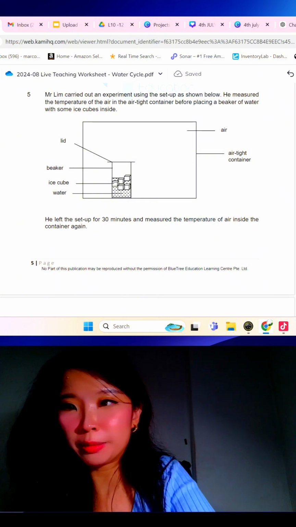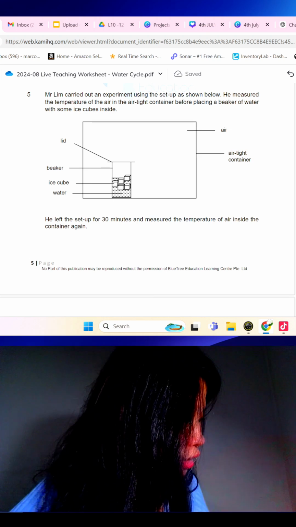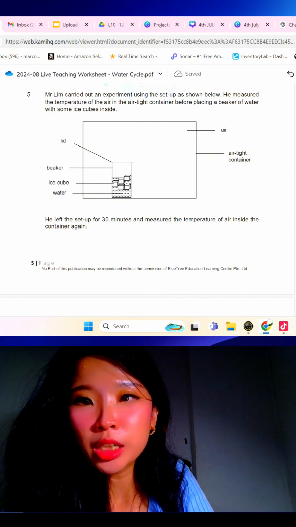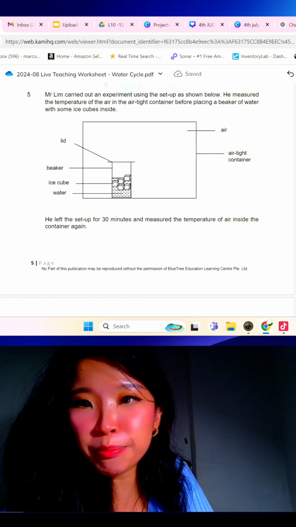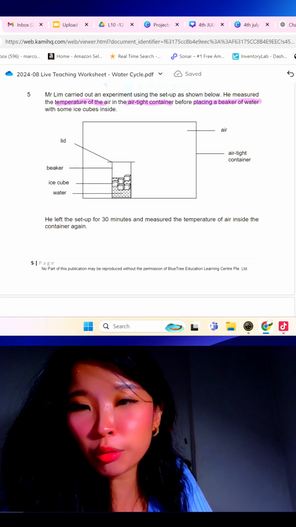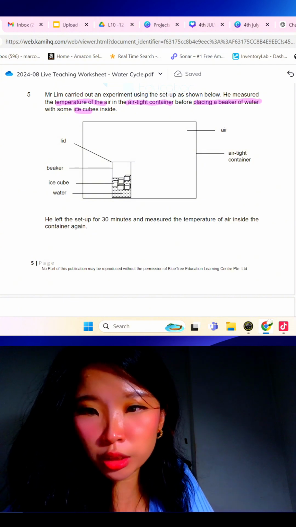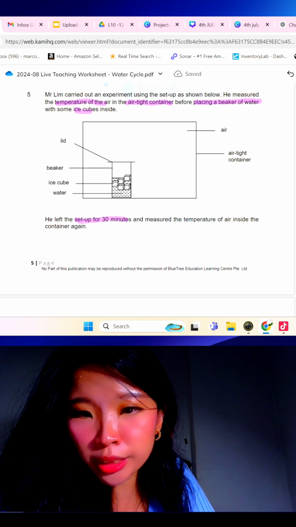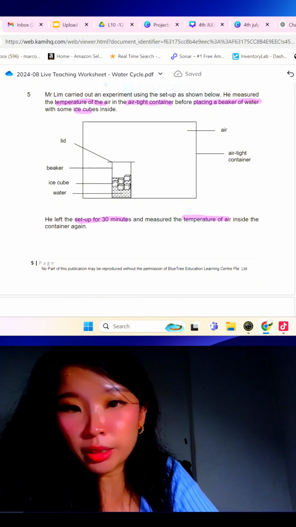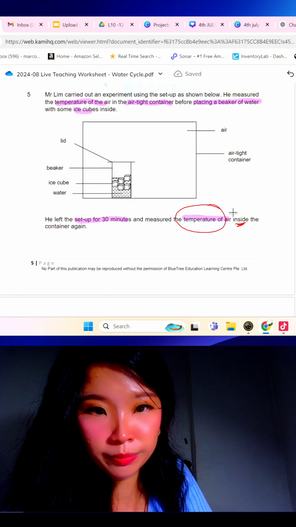Okay, so now let's skip to this one first. This is very interesting. Take note, a lot of students tend to not understand this, but it's okay. We learn together. Kara experiment, he measured the temperature of air in an airtight container, placing a beaker of water with some ice cube inside. So this airtight container, beaker, lid, ice cube, water. He left the setup for 30 minutes and measured the temperature of air inside the container again. So he actually measured in the end the temperature of air inside the container, not inside the beaker. Okay, inside the container.